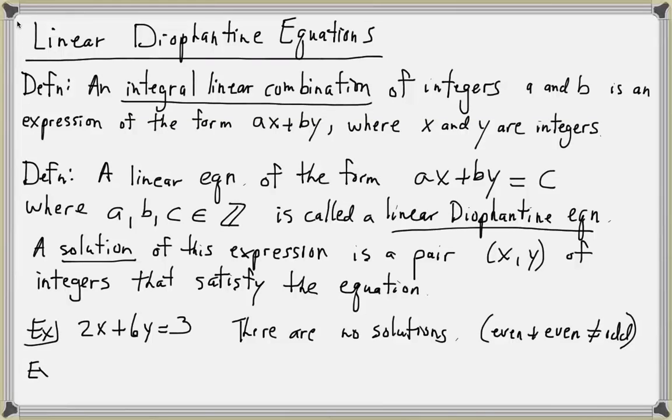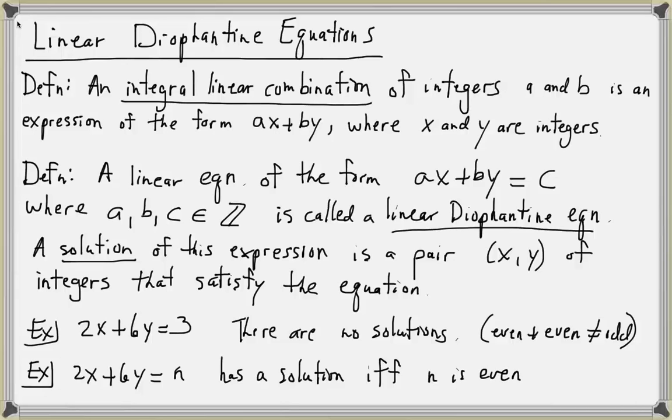Well, what if I change the number 3 to an even number? So 2x plus 6y equals n. It turns out that this equation has a solution if and only if n is even. So we'll see why this equation has a solution when n is even.